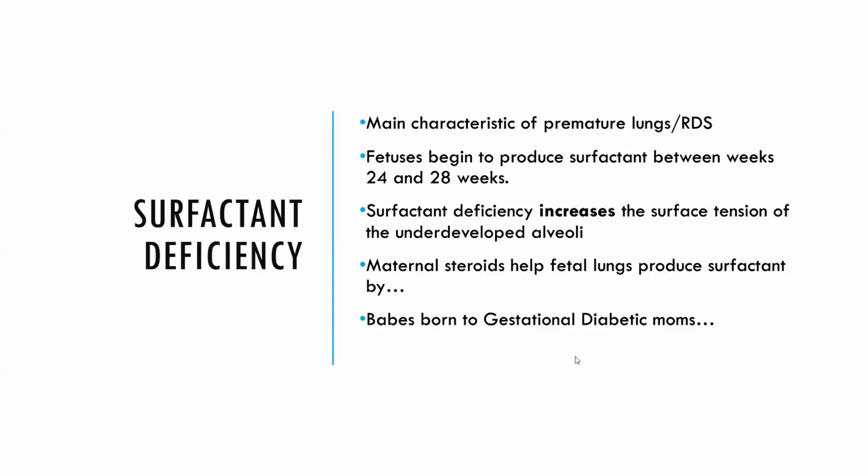Hyperinsulinemia, so maybe a mom that did not have very well controlled blood sugars, actually suppresses the production of surfactant. So these big IDM kids that look like they should be fine, they're a good weight, 35-weekers that weigh 7 or 8 pounds, end up needing respiratory support. It's because they are actually surfactant deficient.